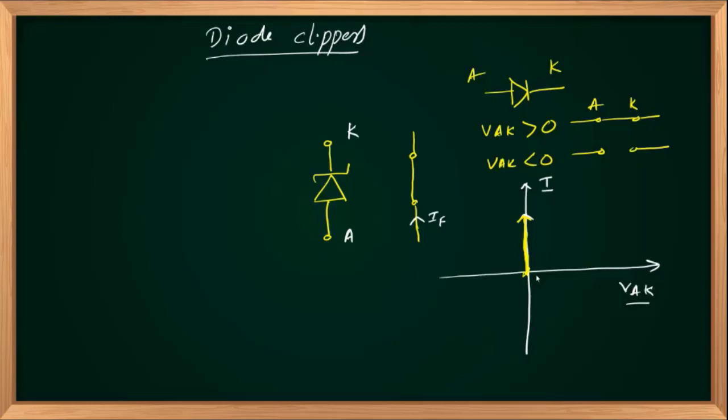In the reverse bias, this is corresponding to the forward biased condition. If it is reverse biased, again similar to our ordinary diode, it acts as an open circuit between anode and cathode, and of course the current flowing through the diode, IF, will be 0, so it will be on the negative x-axis.